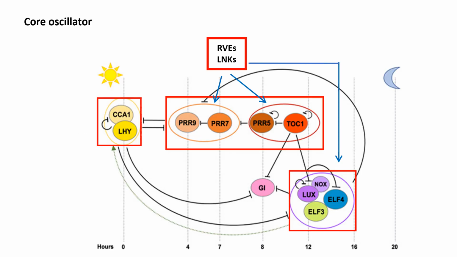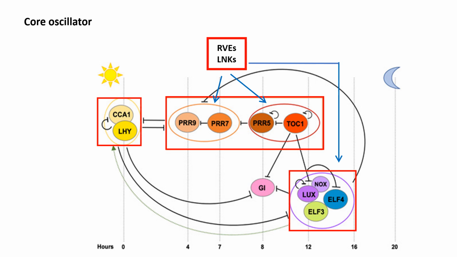The core oscillator consists of various components, all of which are proteins that are transcribed in such a way that they show peak expression at different times of the day. This is how the plant senses the time of the day. Two MYB transcription factors, circadian clock associated 1 or CCA1 and late elongated hypocotyl or LHY genes show peak expression at dawn, that is early in the morning, and minimum expression at dusk, that is in the evening.